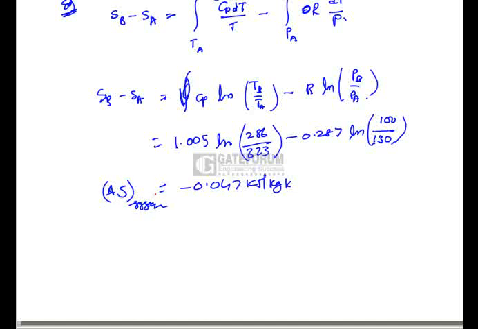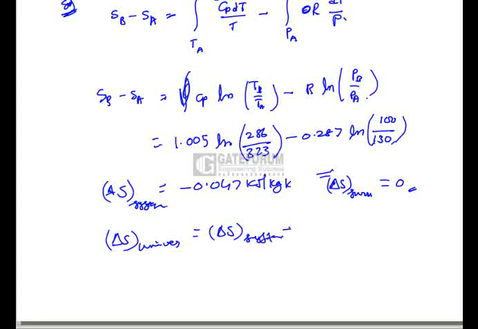But the air is flowing through an insulated duct, so the change in entropy of the surroundings is equal to 0. There is no change in entropy between the surroundings and the system. So the change in entropy of the surroundings is equal to 0, and the change in entropy of the universe is equal to the change in entropy of the system plus the change in entropy of the surroundings. Here the change in entropy of the surroundings is already 0 and the change in entropy of the system is minus 0.047 kilojoule per kg Kelvin.